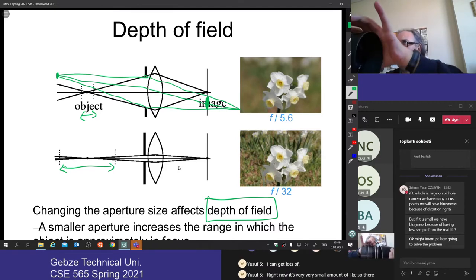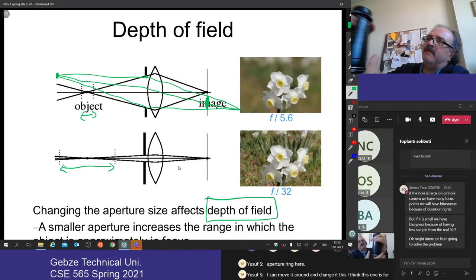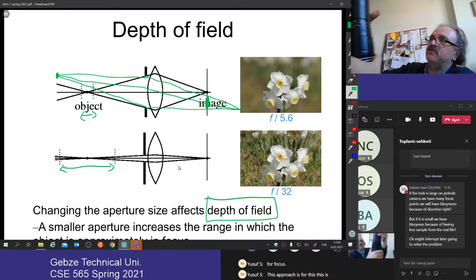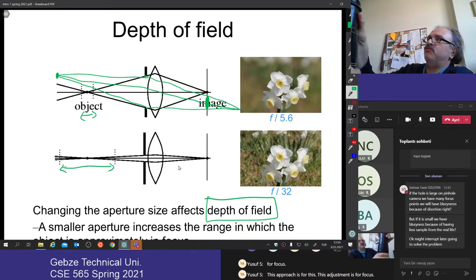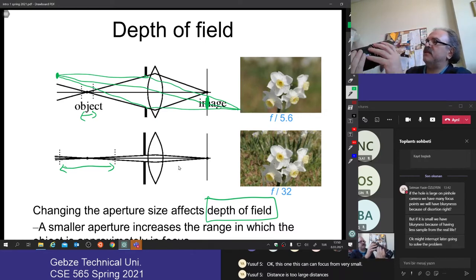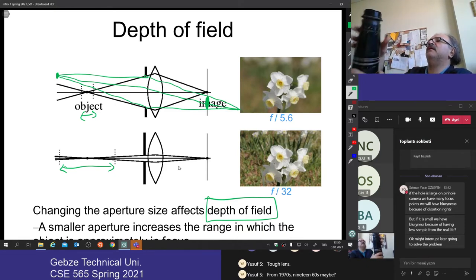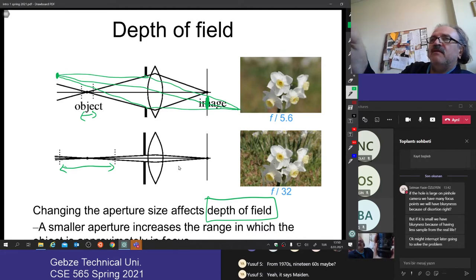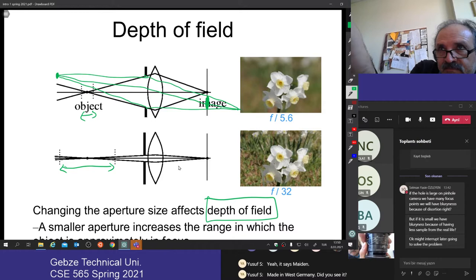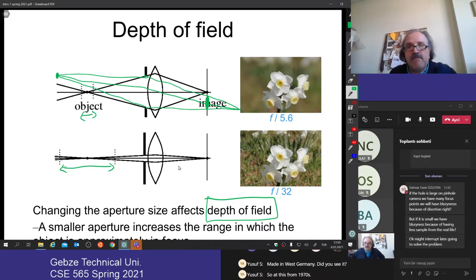So there is an aperture ring here. I can move it around and change it. I think this one is for focus. This adjustment is for focus. It can focus from very small distances to large distances. Very nicely built, tough lens from the 1970s, 1960s maybe. It says made in West Germany. Did you see it? So at least from the 1970s. I don't know what Salman has asked, but I hope I could answer that.